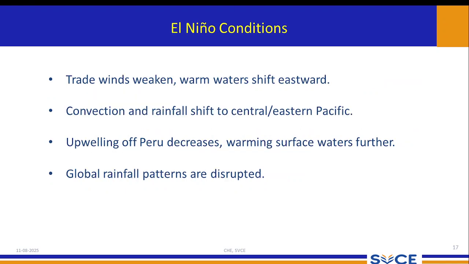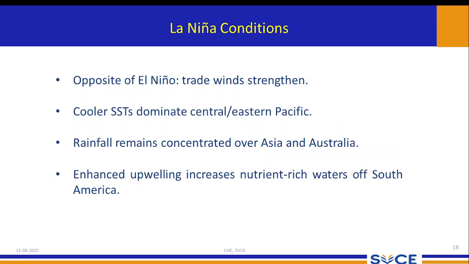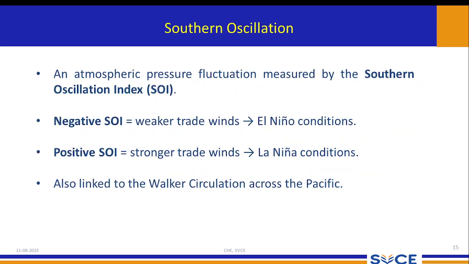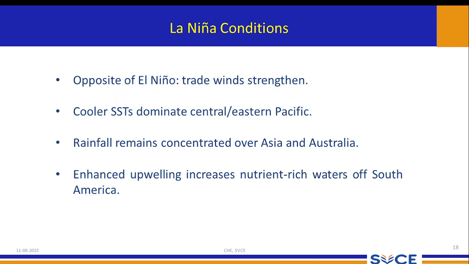Okay, so El Nino condition: trade winds weaken, warm waters shift eastward, convection and rainfall shift to the central or eastern Pacific, upwelling off Peru decreases, warming surface waters further. Global rainfall patterns are disrupted because of El Nino conditions. La Nina conditions, opposite of El Nino condition: trade winds strengthen, cooler SSTs dominate the Central Eastern Pacific.